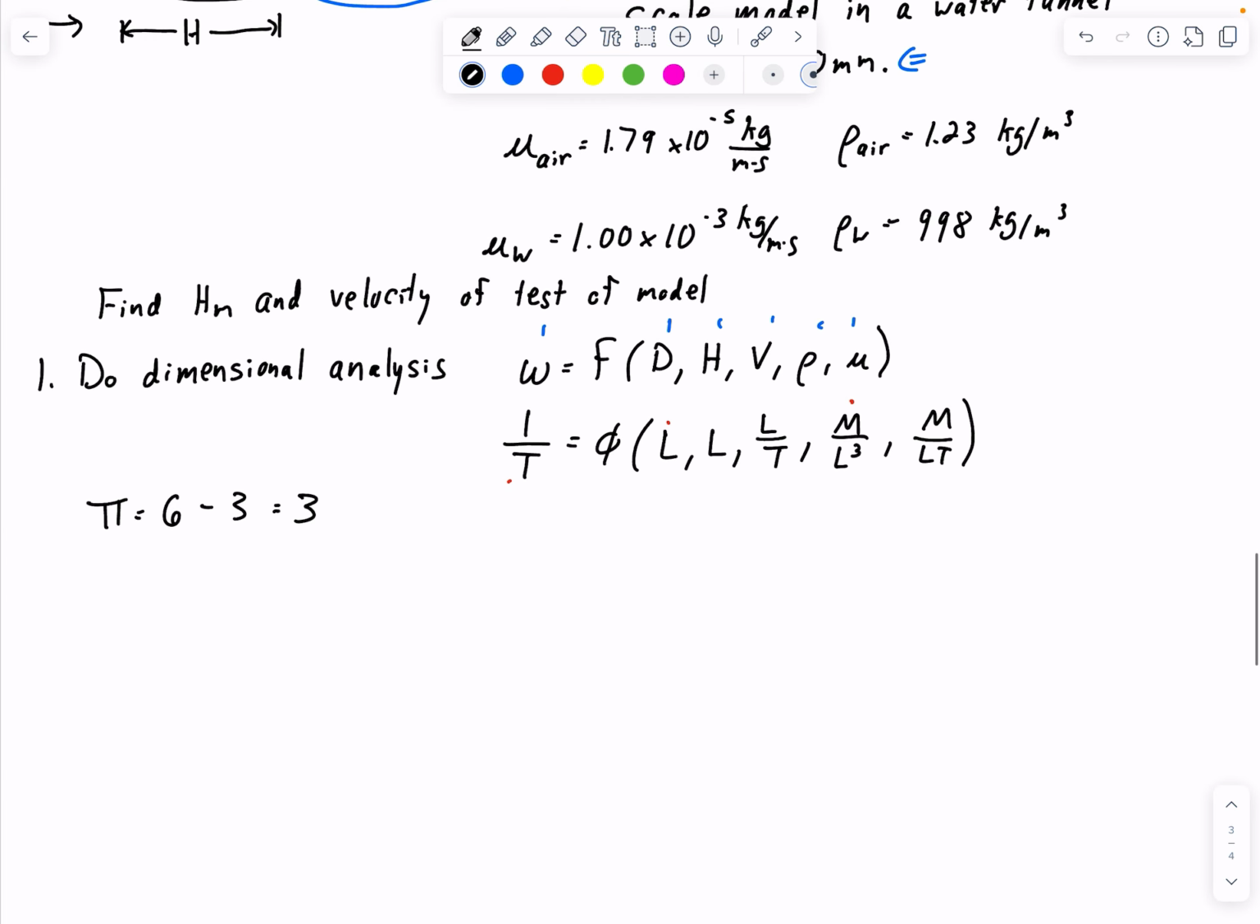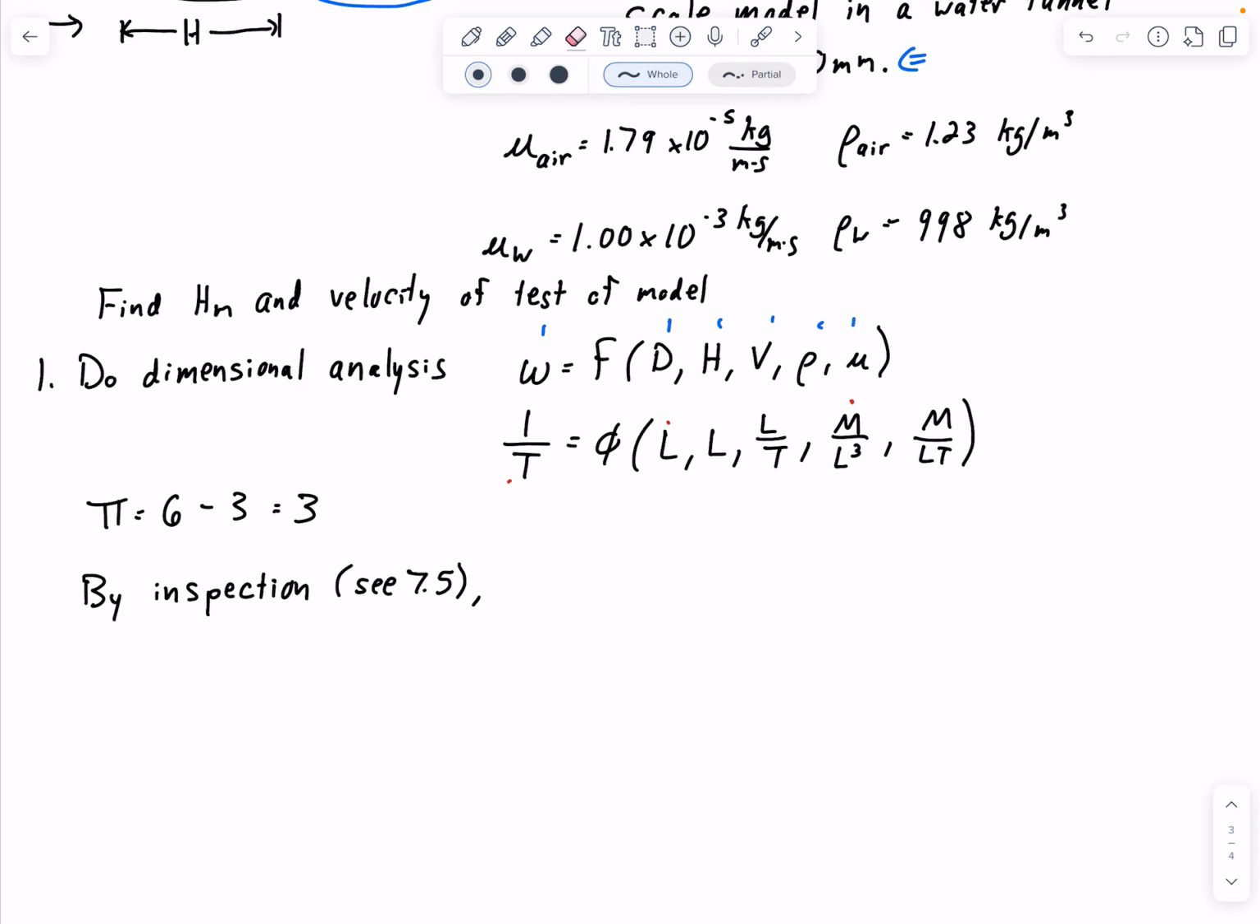So at this point, we could find our pi groups using the method of repeating variables. In the interest of time, I'm going to do this by inspection, and you can see this in section 7.5. This is a technique that you can use when you have some more experience with this type of system, and you can recognize what groups of variables are important because they tend to show up again and again.